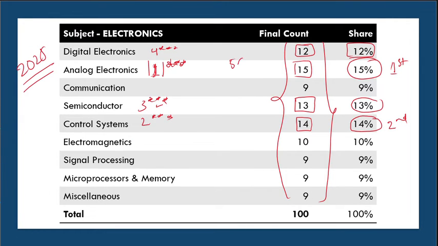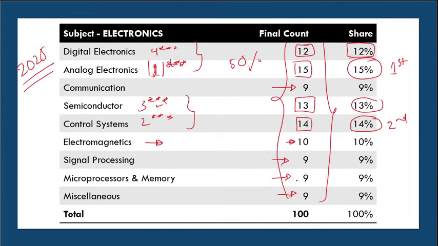50 percentile are only from these four topics or these four subjects, and the rest covers the other 50%. In this you can see electromagnetics is the next important subject, and then communication, and similarly all other subjects, signal processing and microprocessors and other miscellaneous subjects, all together. Okay, so this is how you need to focus, guys.